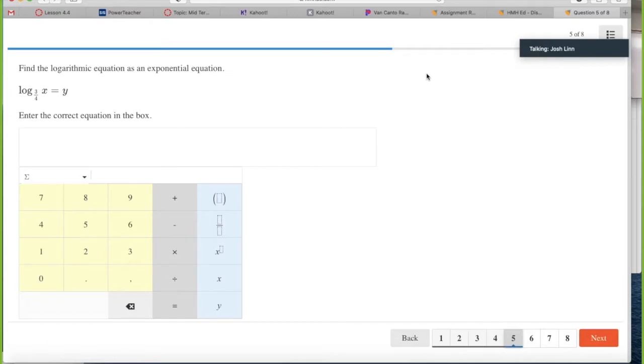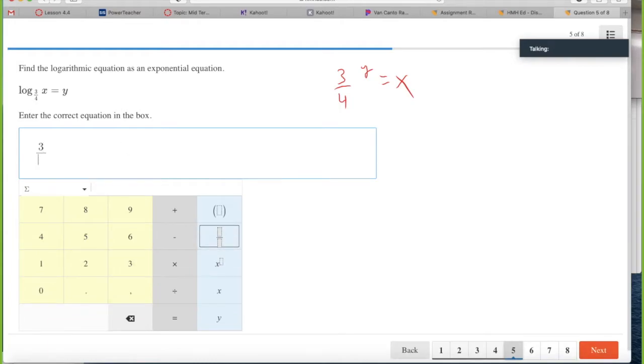Again, find the exponential equation. And so don't let these letters scare you. It's all the same exact process. So log base 3/4 of x equals y, which means 3/4 raised to the power of y is going to equal x.